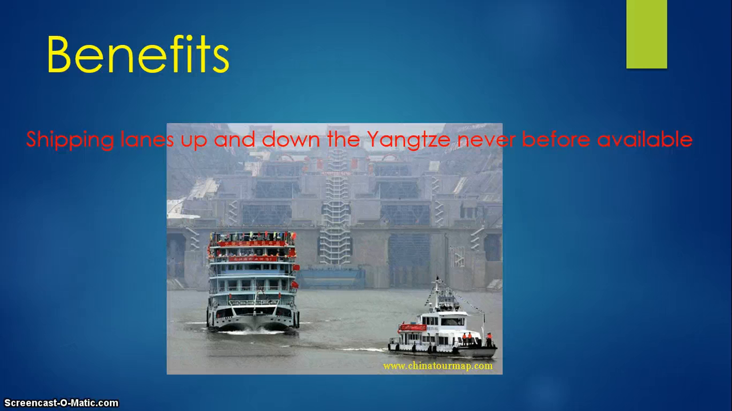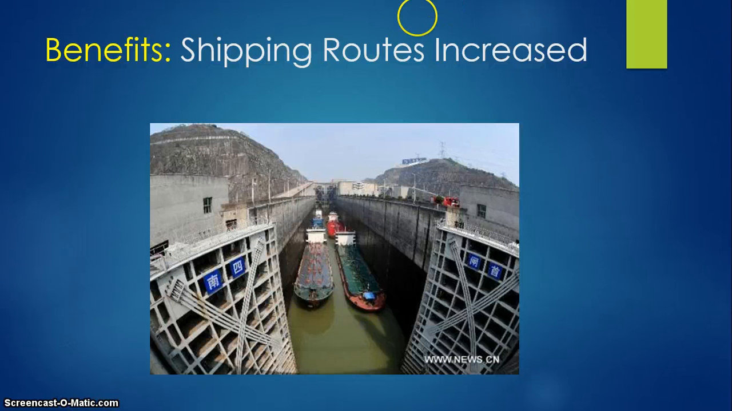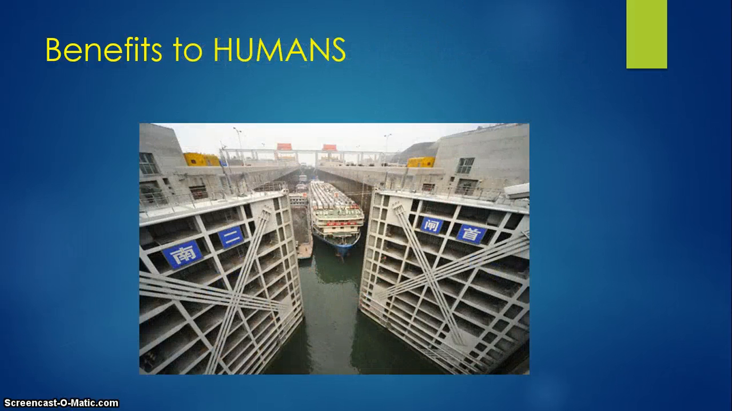And other benefits include shipping lanes. So now the shipping can go all the way from Shanghai up to Chongqing, and that was never before available to these people. So now they're going to have opportunities to get more goods and better services.